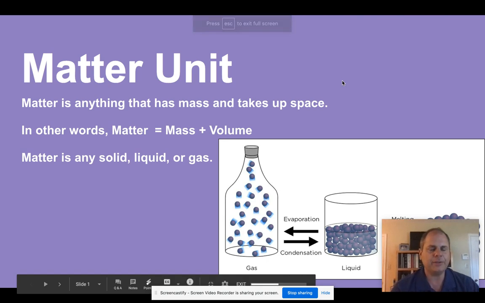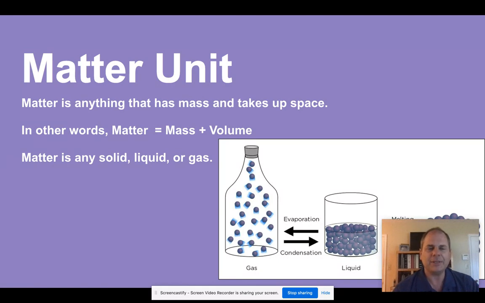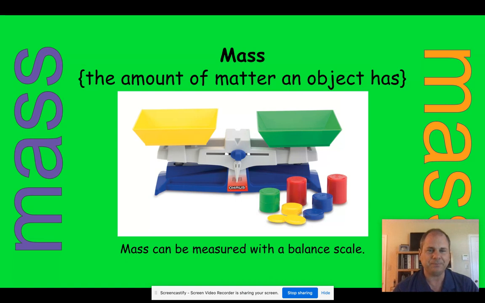Hello, class. I wanted to share with you some information about matter, solids and liquids and gases, and how you understand the difference between these three things. Matter is anything that has mass and takes up space. In other words, matter equals mass plus volume. Matter is anything on Earth or any other planet that has solid, liquid, or gas.